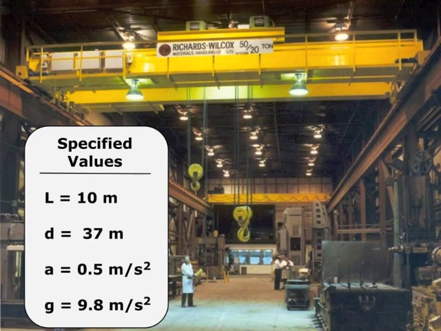Here are the numbers that will be used throughout our example. The length of the line between the trolley and the load, L, will be 10 meters. The distance that the trolley will travel will be 37 meters. The maximum acceleration of the trolley will be 0.5 meters per second squared. And the acceleration due to gravity, of course, is 9.8 meters per second squared.